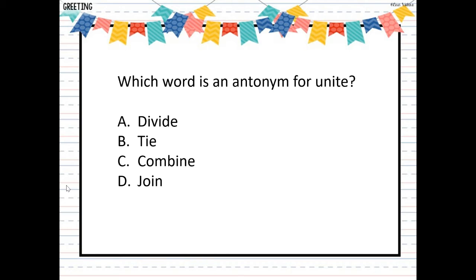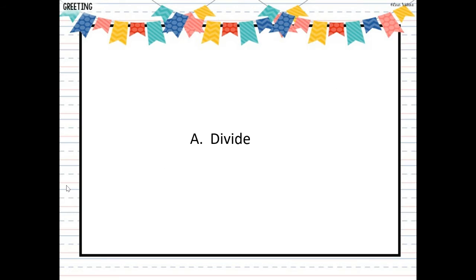Which word is an antonym for unite? Unite was one of our words last week. Antonym is opposite. What is the opposite of unite? Is it divide, tie, combine, or join? The opposite or antonym of unite is divide. Remember, unite is to combine or join or come together. So the opposite would be then to divide or break apart.